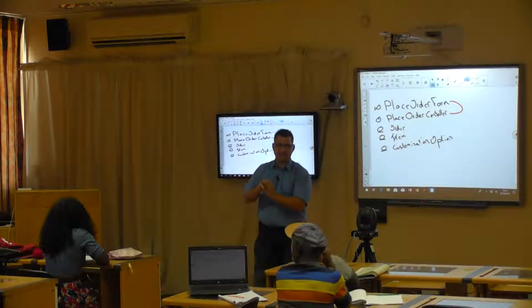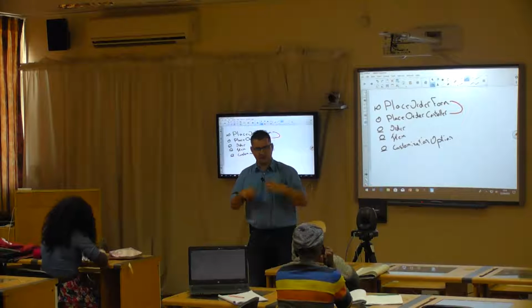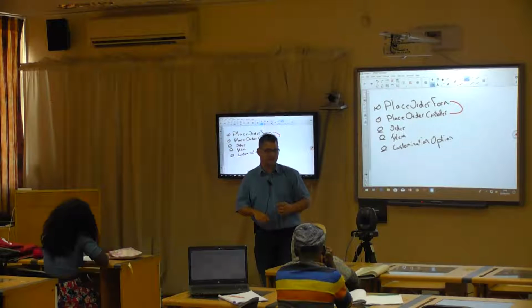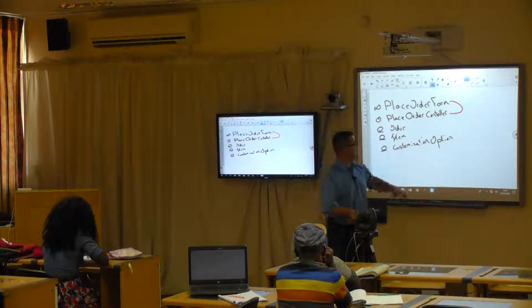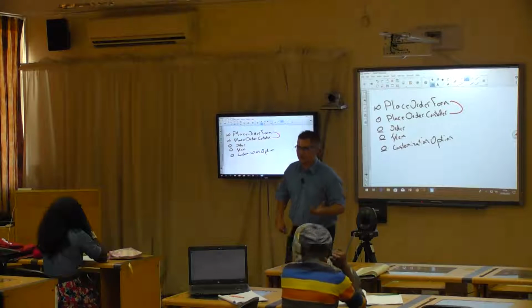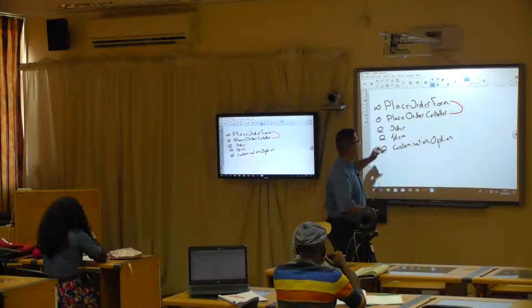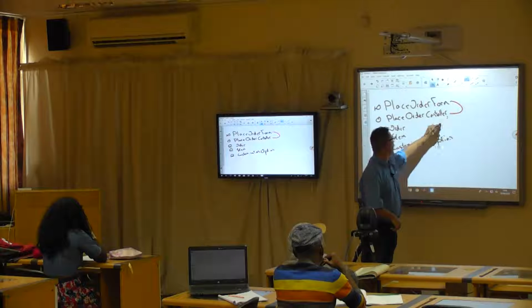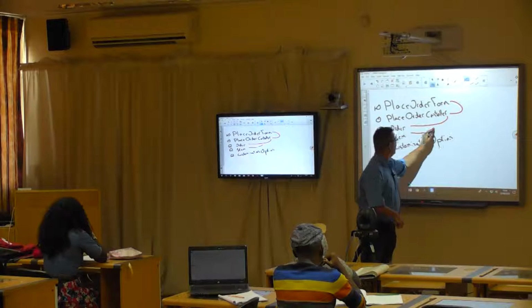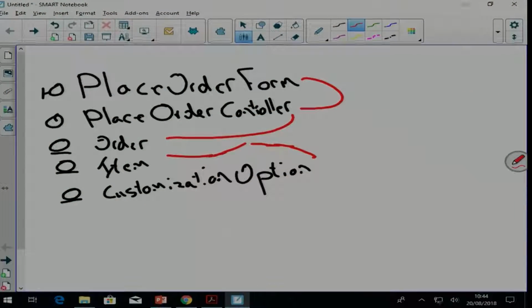Okay. You remember that our controller is there to capture the behavior of a use case. If we throw away all of the logic, all the behavior, who's going to make the decision about what should we retrieve, what should we display? So the next place of communication should be from the controller to the order, to the item, and to customization option.